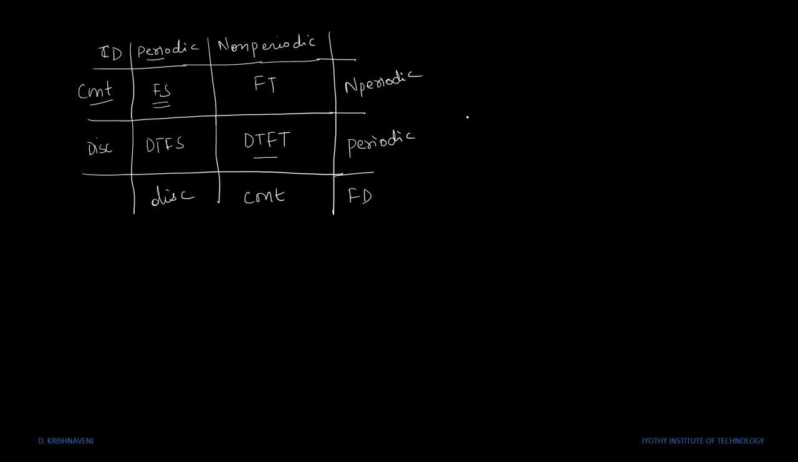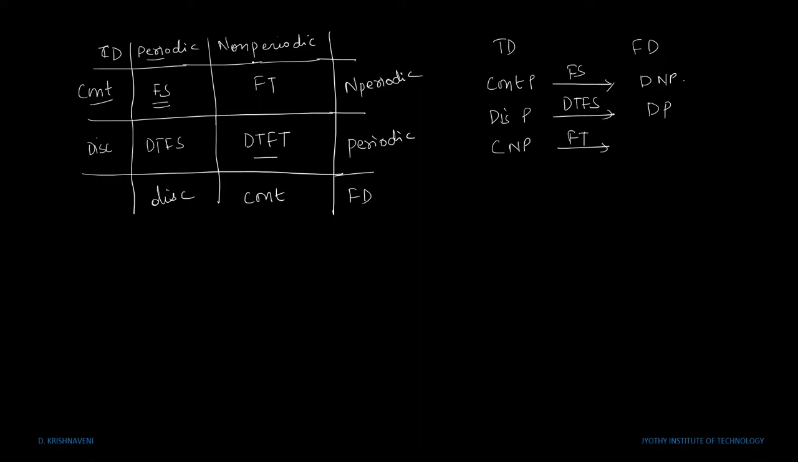What does this imply? You have a continuous periodic signal, you apply Fourier series, then you get in frequency domain a discrete non-periodic signal. Similarly, discrete periodic signal, you apply DTFS to get discrete periodic signal in the frequency domain. Continuous non-periodic signal, you apply Fourier transform to get continuous non-periodic signal in the frequency domain. Discrete non-periodic signal, when you apply DTFT, that is discrete time Fourier transform, you get continuous periodic signal.